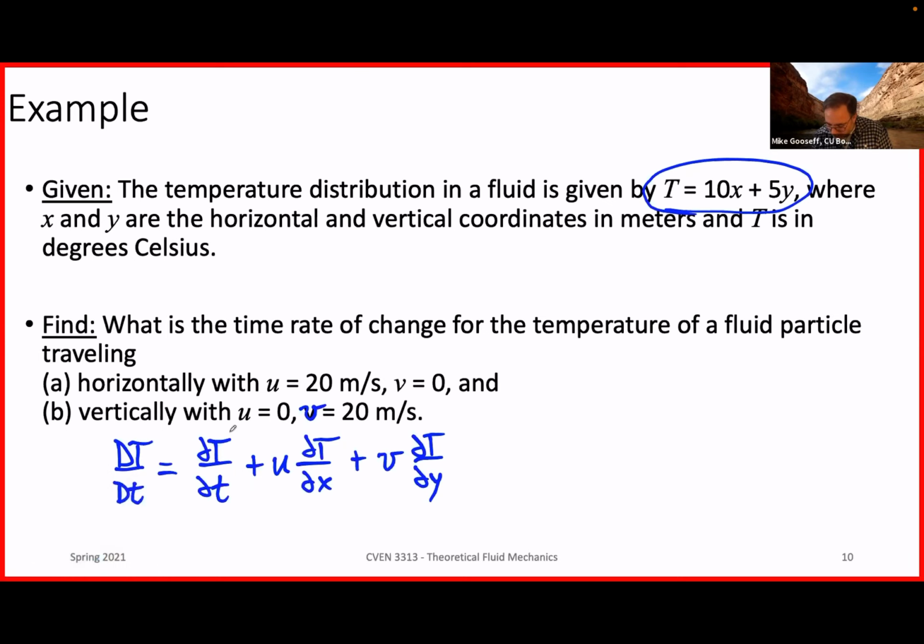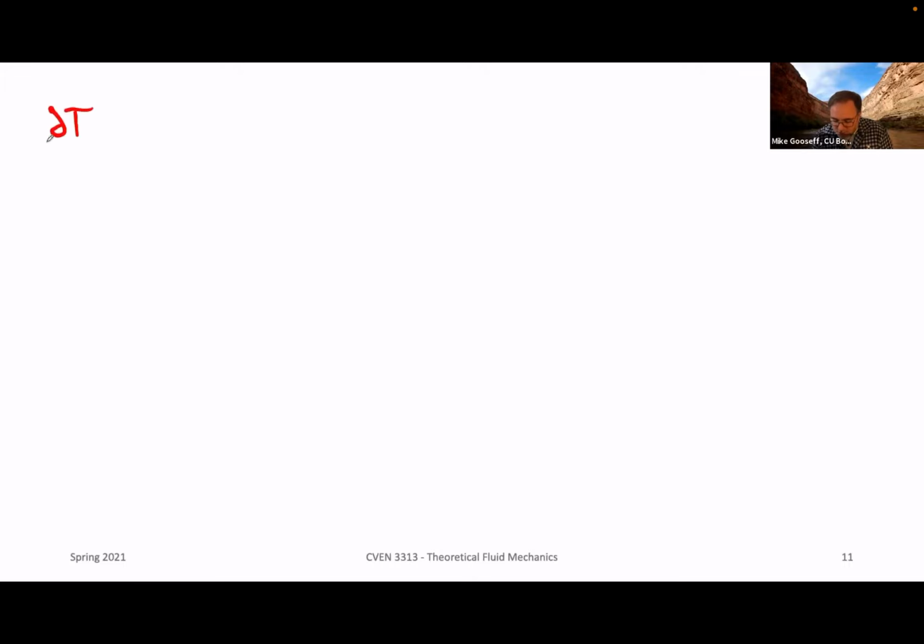Let's do red for this guy. All right, so del T del t, what does that come out to be? So the change in temperature with time for our function that we're given, T equals 10x plus 5y. Well, I don't see a t in there at all, right? So its change in time is 0. So there is no local acceleration for this particular solution. So that's helpful, at least simplifies things, right?